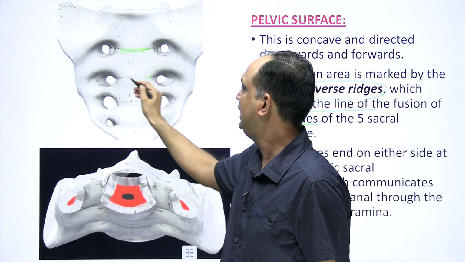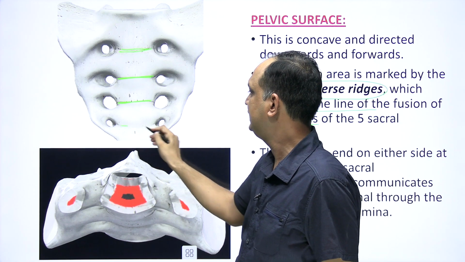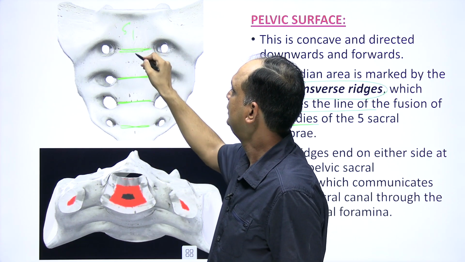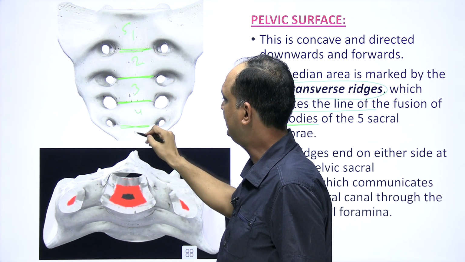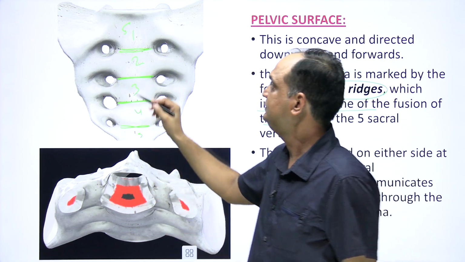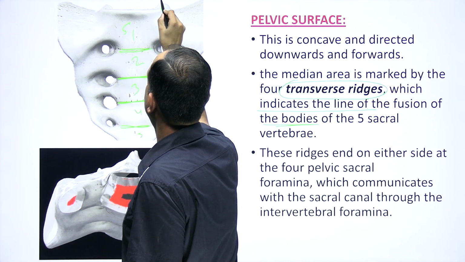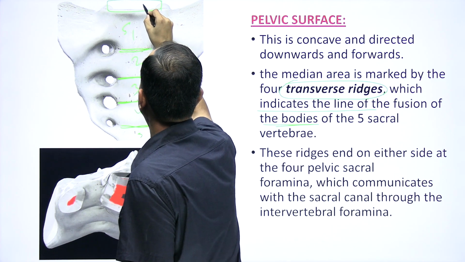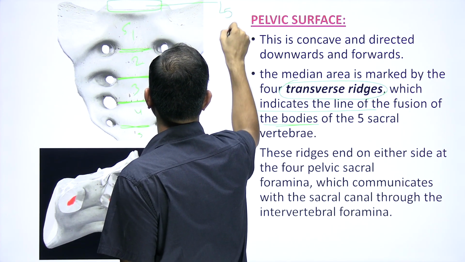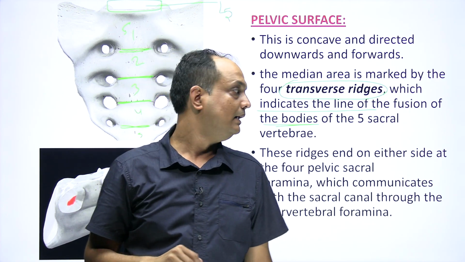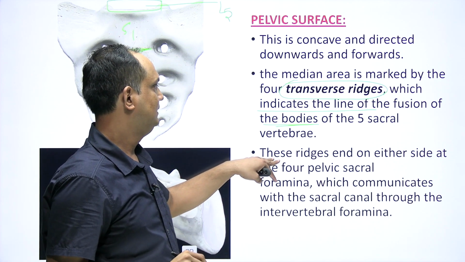There are 4 lines because you have 5 sacral vertebrae. This is S1, 2, 3, 4, 5. Sometimes you also have one more vertebra attached here. In that case, it has to be L5. Clear?